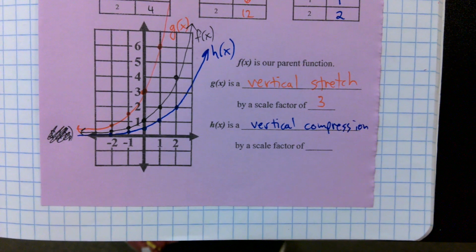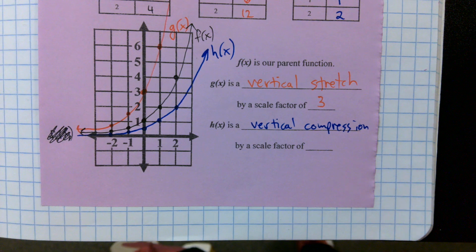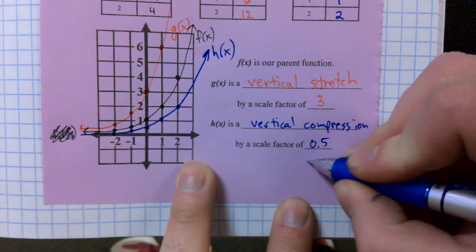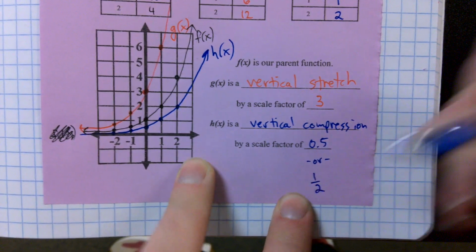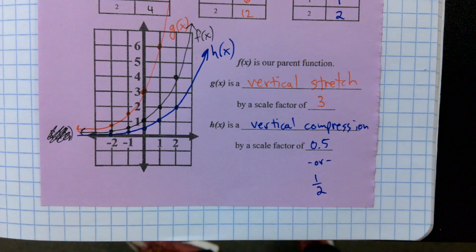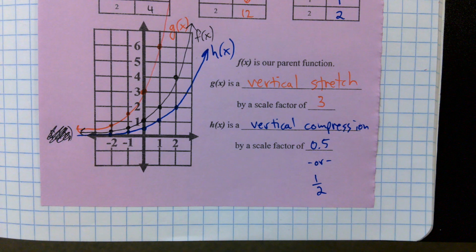What's my scale factor this time? 0.5. Or 1/2. Either one is fine. Right? At least for me personally, I find graphing decimals a lot easier because I can approximate where it is, right? But if you feel more comfortable graphing fractions, that's up to you. That's your thing.